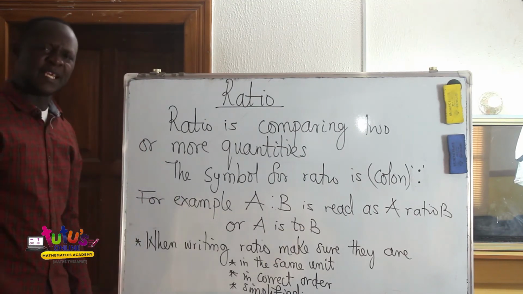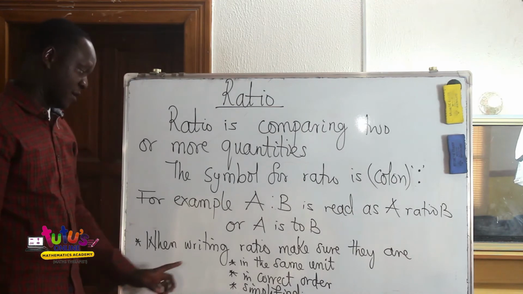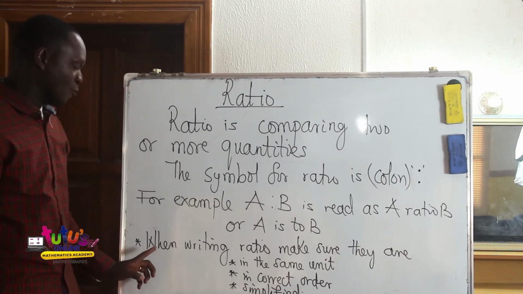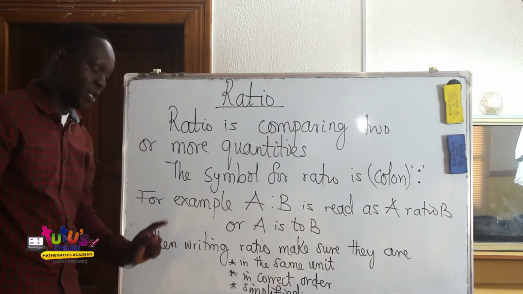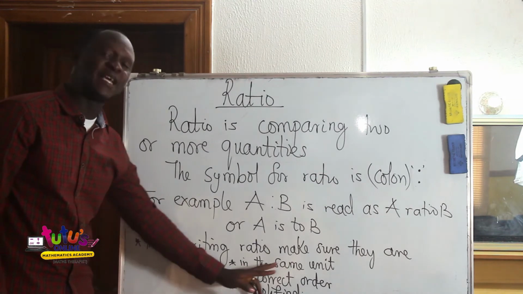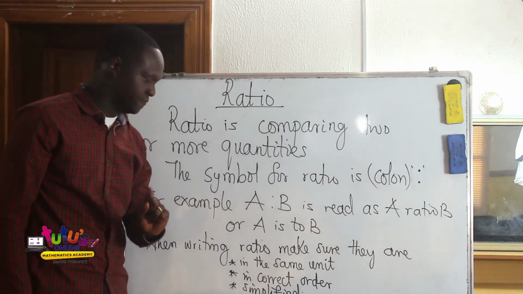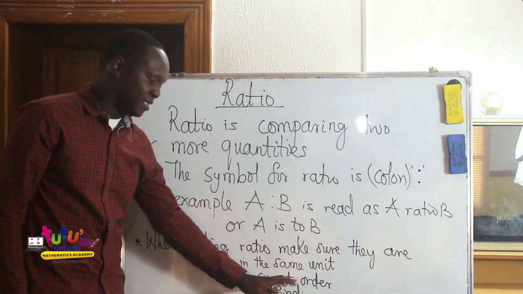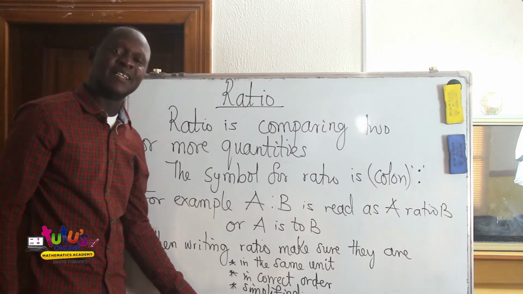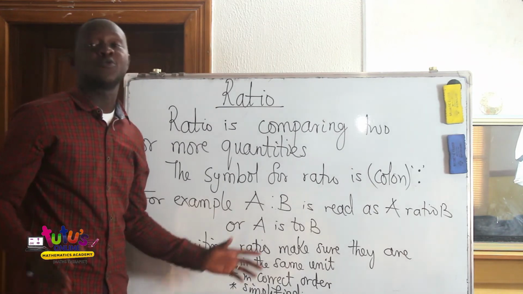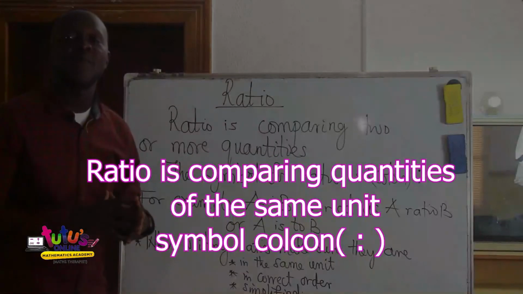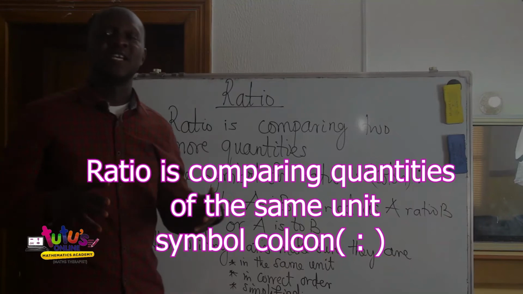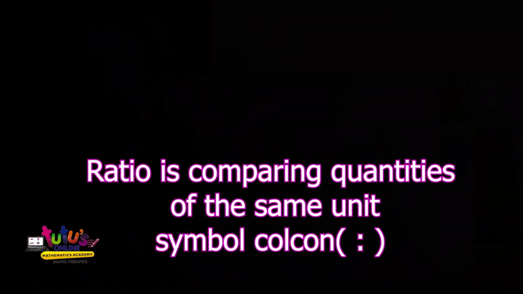Now, there are some certain things you have to clarify here, I put down here. I said that when writing ratio, make sure they are in the same units. Very, very important. The next thing is, they are in correct order and in a simplified manner. So what's ratio? Ratio is comparing quantities of the same unit.